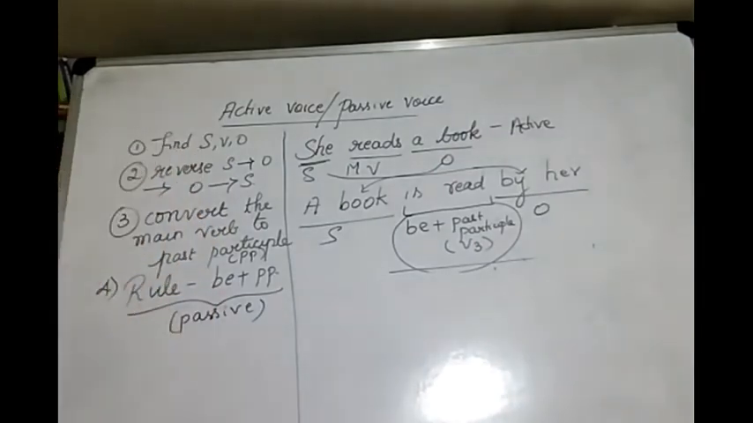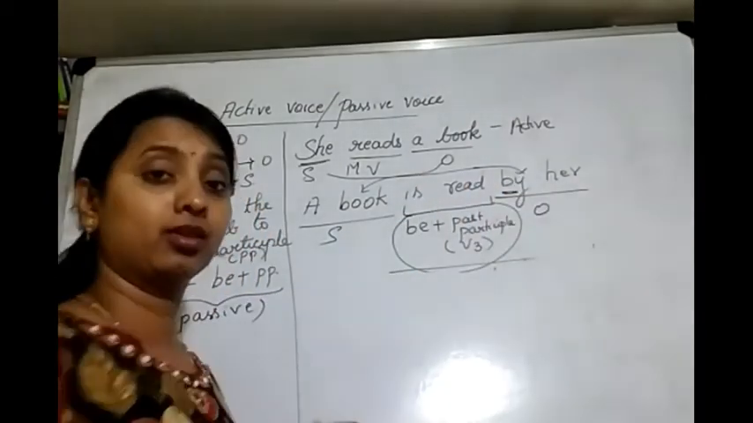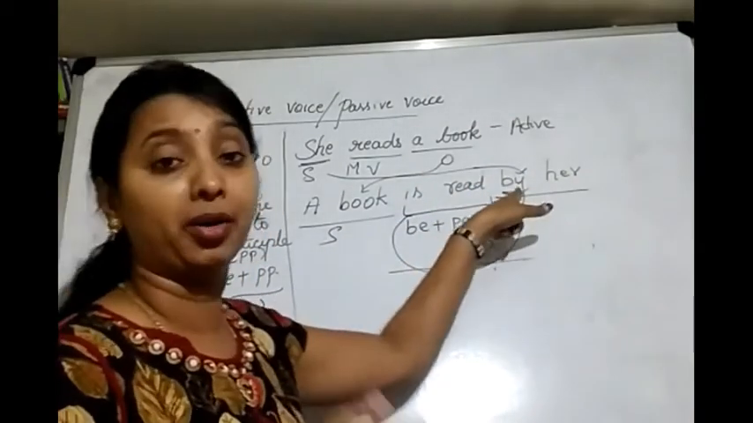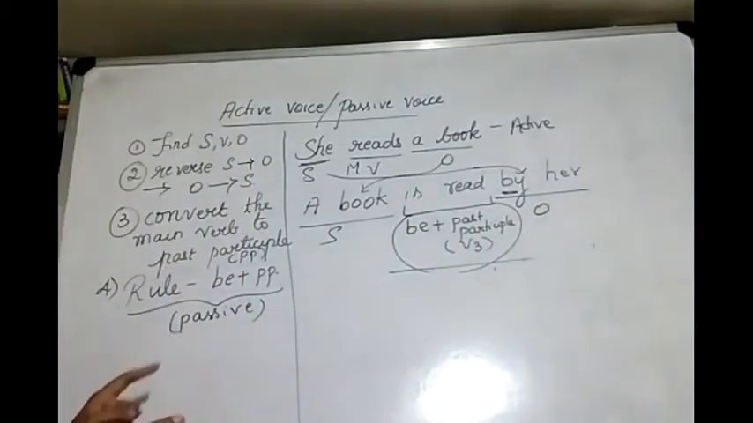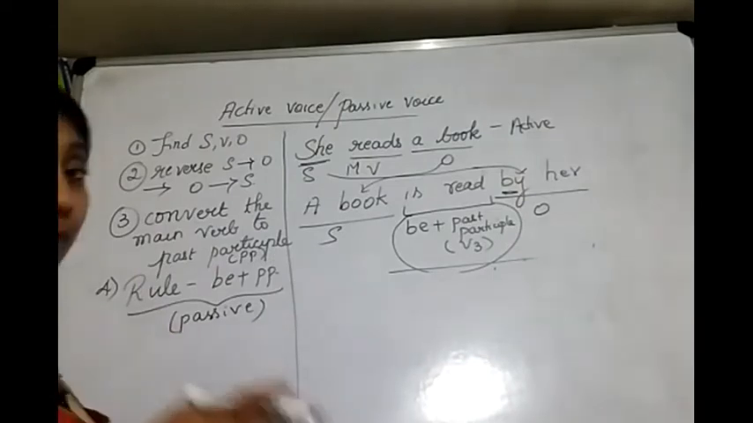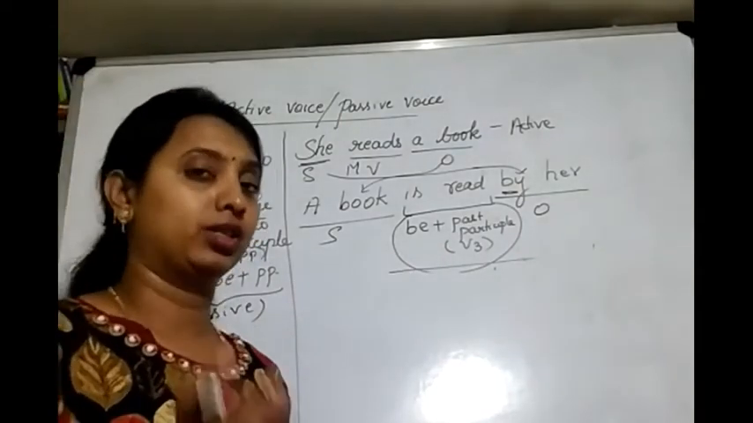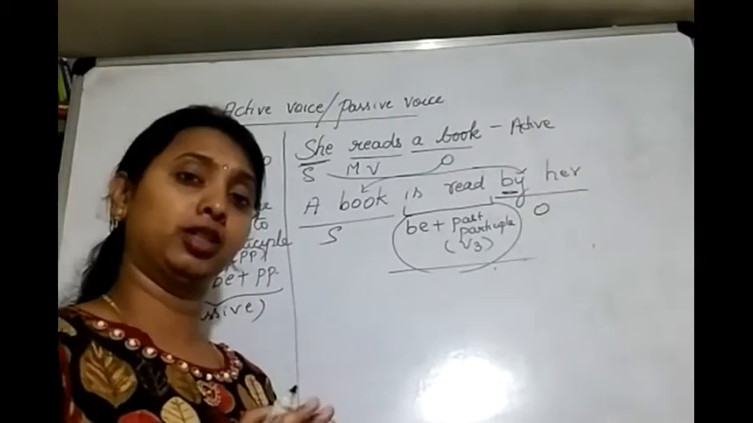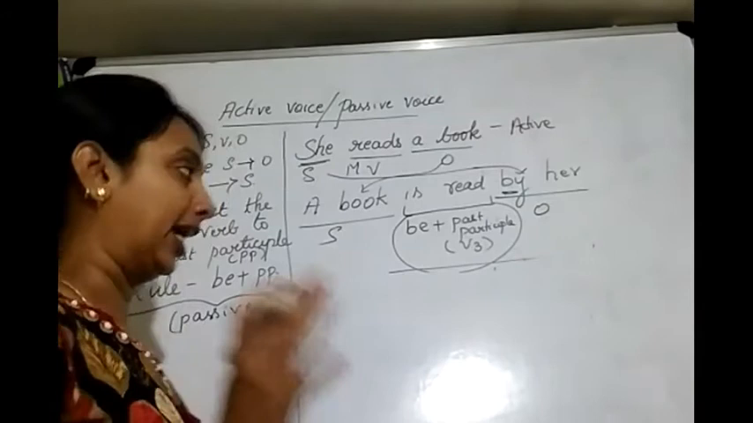Third step is add by. So before this you have to add by. So join this one more step. Then we'll go for convert the main verb to past participle. Past participle means it is the third form of the verb. Do you know which is the first form, second form, third form and fourth form? If you don't know, take a note of that also.